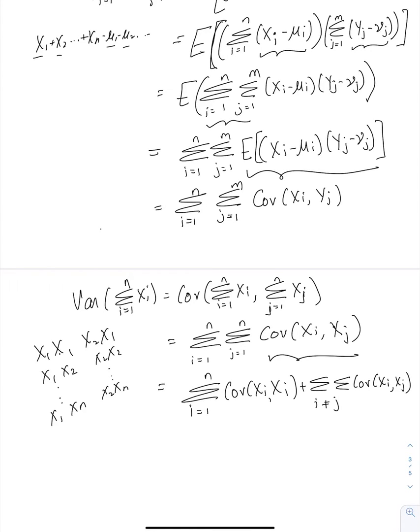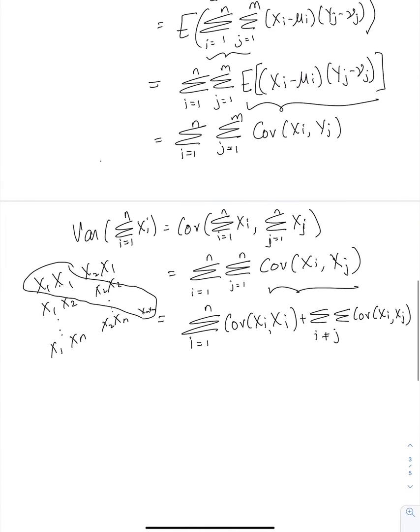Okay, so what am I saying? If you look at this sum, you're going to rewrite it separately as x1, x1, x2, x2, all the way till xn, xn. And then the rest of it, you're writing it as a double sum with i not equal to j. Okay, now when you look at i not equal to j, what can you do with this?